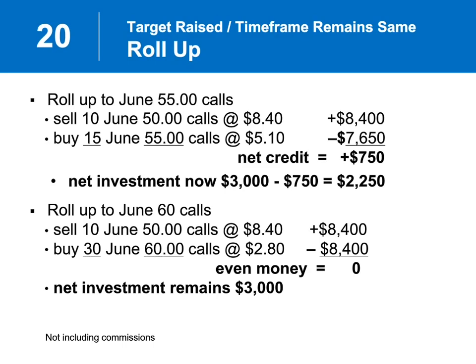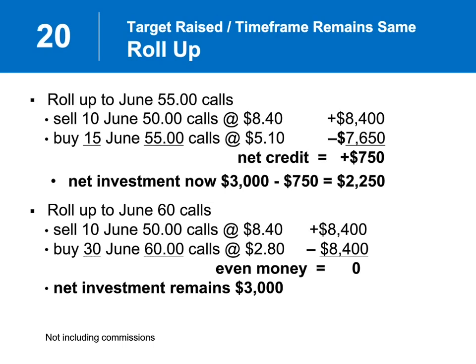If we wanted to roll even higher into these June 60s, we could buy twice the number of 60s as we could 55s. So we could buy 30 of those calls for $2.80, which would basically be a break-even trade, selling the 10 June 50s, buying 30 of the June 60s at $2.80 for even money. So our net investment on the trade would still be that $3,000.